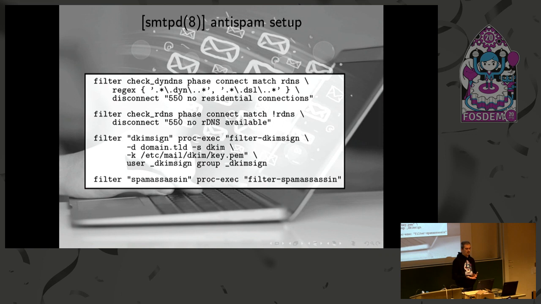Then there's a filter SpamAssassin. There's also a filter SpamD if you're using the software, that just connects to the SpamAssassin servers, runs the rules, and copies back the results. So the mail is rejected or accepted based on the SpamAssassin configuration.